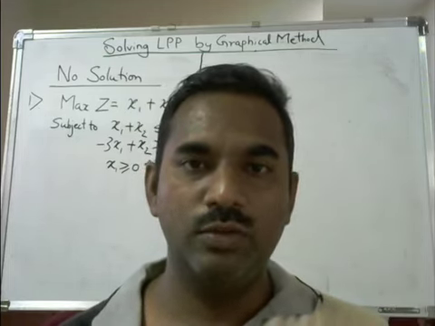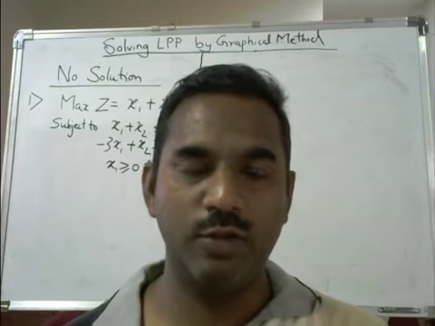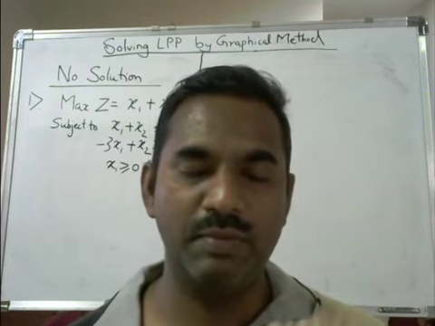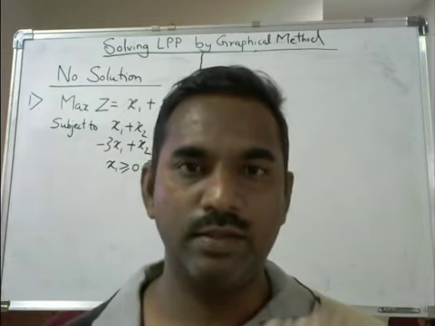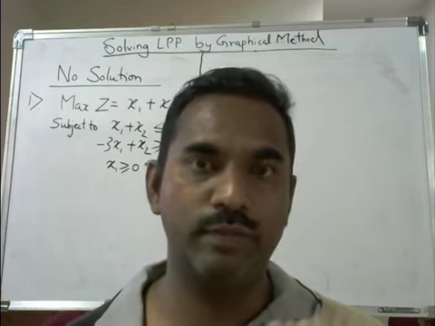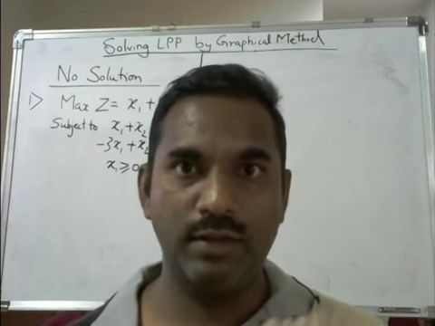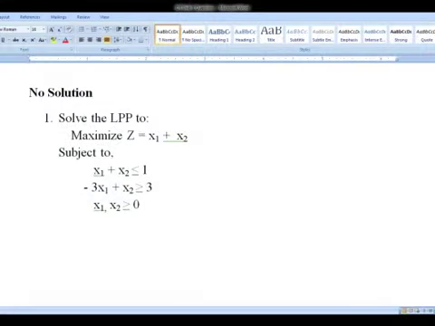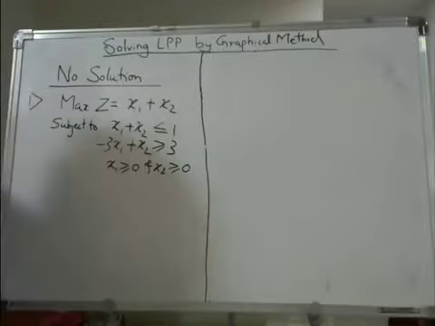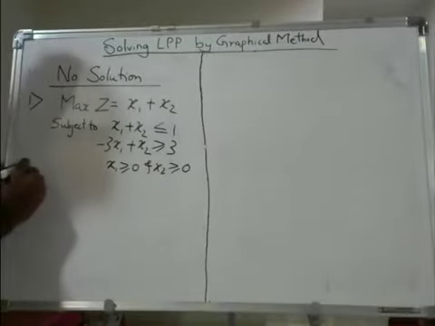Hi friends, now let us look at the last type of solutions what we get when we solve LPP by graphical method, that is getting us no solution when we are solving the LPP. So let us quickly look at the problem. Now here is the problem. Now let us quickly try to solve this problem here. Okay, now solution.